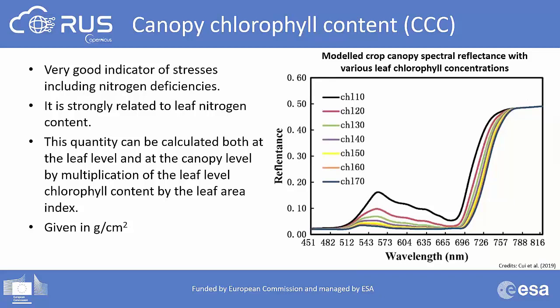Now the next variable that we will talk about is the chlorophyll content. The chlorophyll content serves as a very good indicator of stresses, including nitrogen deficiencies in the plant, and it is strongly related to the leaf nitrogen content. This quantity can be calculated both at the leaf level and at the canopy level by multiplication of the leaf level chlorophyll content by the leaf area index. On the image you can see how different levels of chlorophyll affect canopy reflectance. Visible wavelength reflectance is decreasing with the increasing chlorophyll content here.